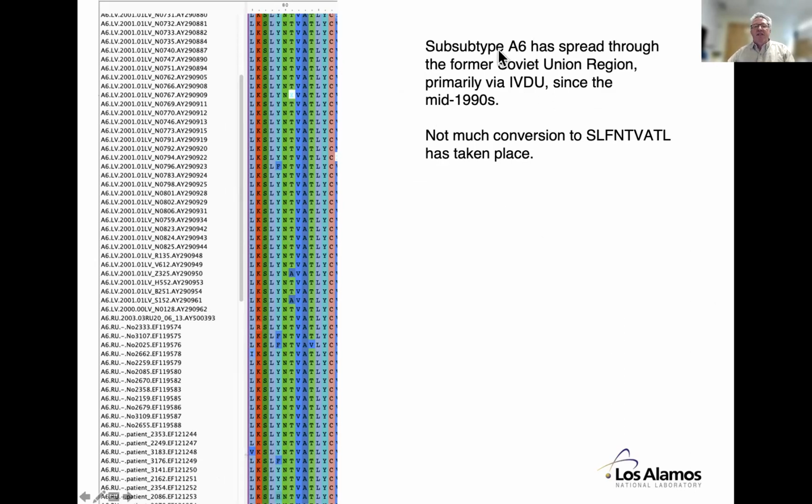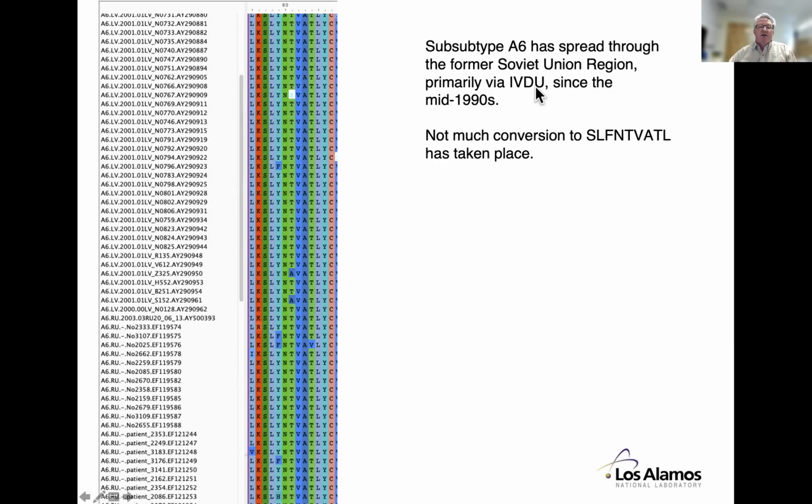Subtype A6 of HIV-1 has been spreading through the former Soviet Union since the mid-1990s. So here we're looking at over 30 years of evolution. And the infecting strain in this case had a tyrosine in the third position. And again, we see a little bit of conversion to phenylalanine, but not a lot among all these patients. There's a couple of possible guesses as to why that might be.